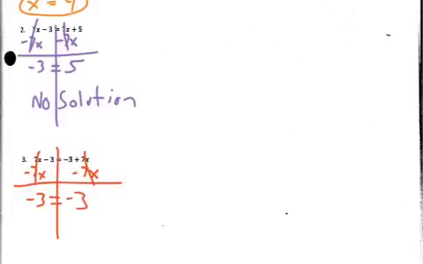What's going on there? I don't have an x equals something. I don't have a single solution. And in fact, this is a correct equation. Negative 3 does in fact equal negative 3. Okay? Well, in a situation like this, that means I get infinite solutions. So go ahead and write that down.